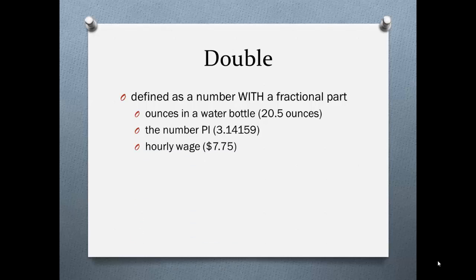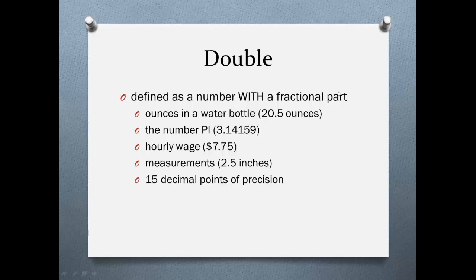How about hourly wage? How many of you have part-time jobs? Well, you probably get paid weekly based on your hourly wage. Well, if we didn't use a double to store your hourly wage, you would only get paid the dollar amount, in this case the $7, times the number of hours you work. And you can lose out on quite a bit of money. So you need to understand what data type to use in each situation. Measurements, maybe 2.5 inches. The double data type allows you to go to 15 decimal points of precision.